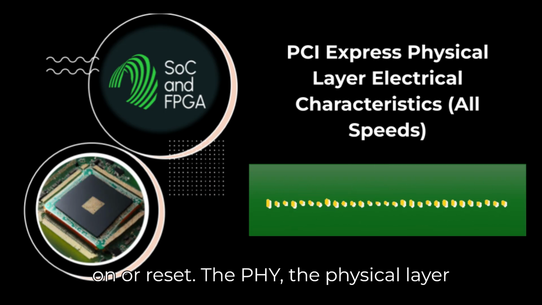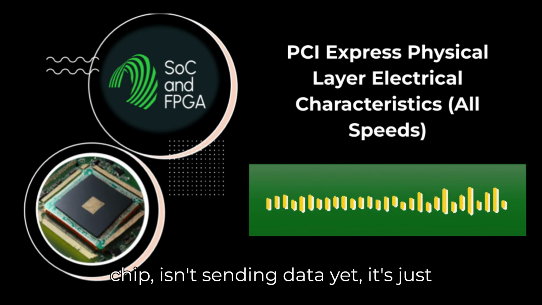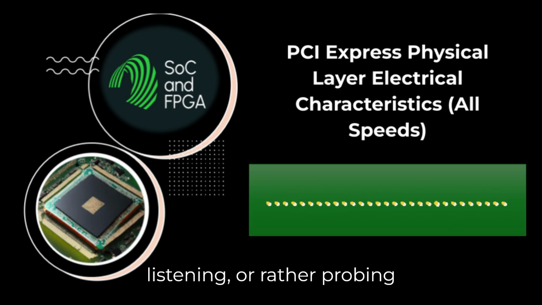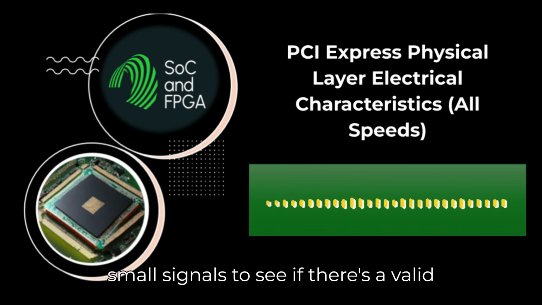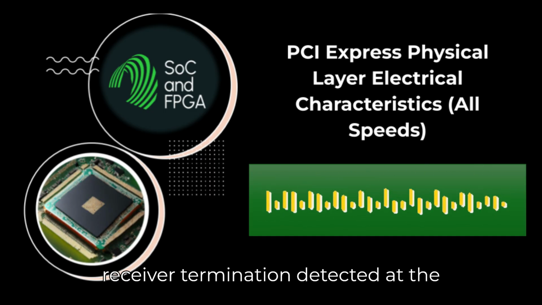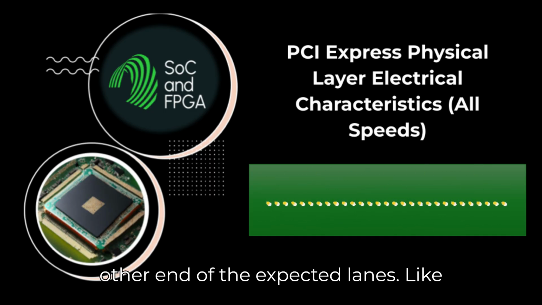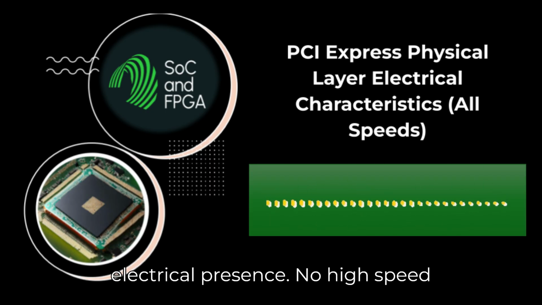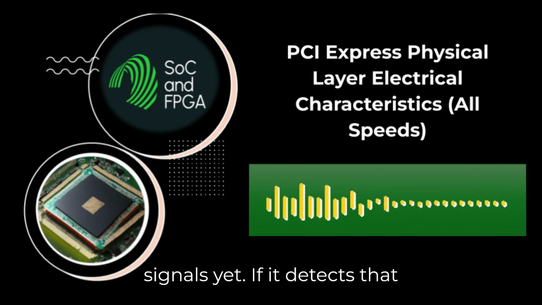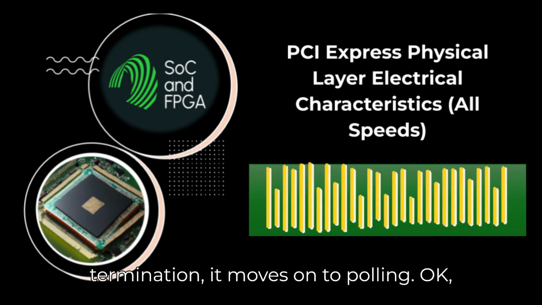The PHY, the physical layer chip, isn't sending data yet. It's just listening, or rather probing electrically. It periodically sends out small signals to see if there's a valid receiver termination detected at the other end of the expected lanes. Like checking if someone picked up the phone. Kinda, yeah. Just checking for electrical presence, no high-speed signals yet. If it detects that termination, it moves on to polling.